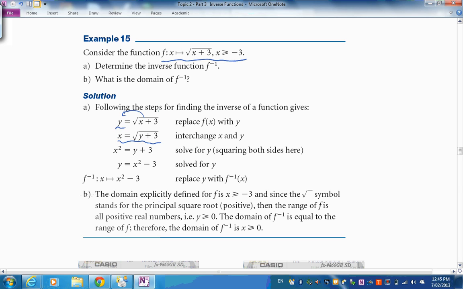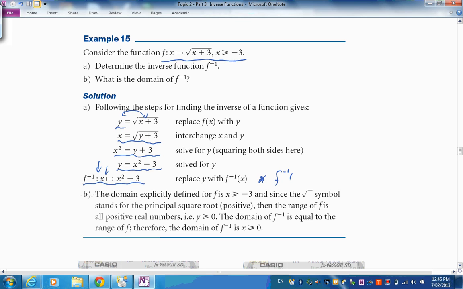Alright, that goes there, and that goes there. Then try to make y the subject, so we have to square both sides. x squared equals y plus 3. Take away 3, y equals x squared take 3. And then make the statement f⁻¹ of x equals, or f⁻¹ such that x maps onto x squared take 3. Be aware that this line you should understand and be able to use.